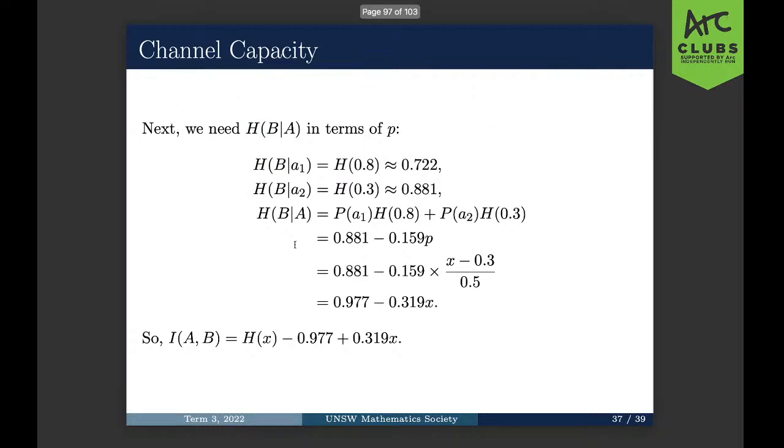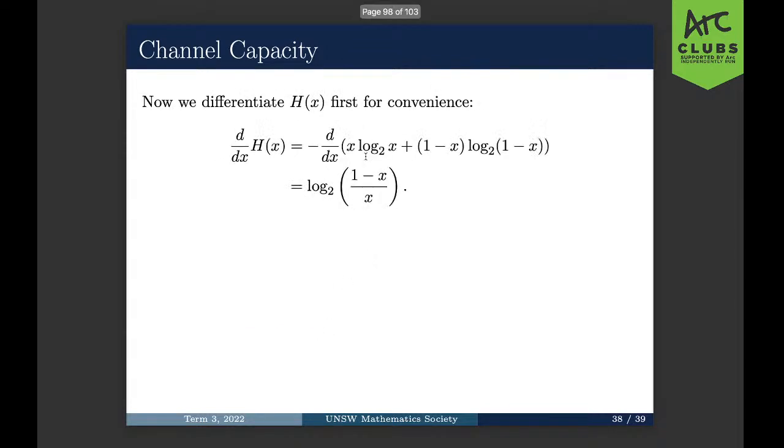So we first want to differentiate H(x), just to make our lives easier. And what happens is, you just use the normal differentiation formula. It's just the product rule. So I just expanded the definition of H(x) over here. Just use the product rule and a bunch of differentiation, and you eventually get log2 of (1 minus x) over x.